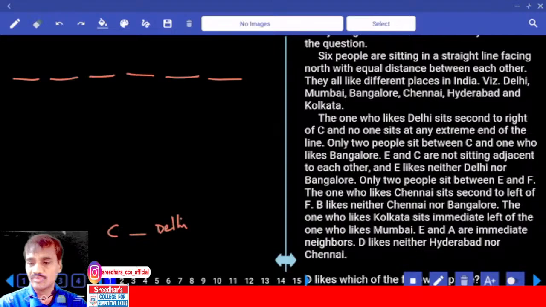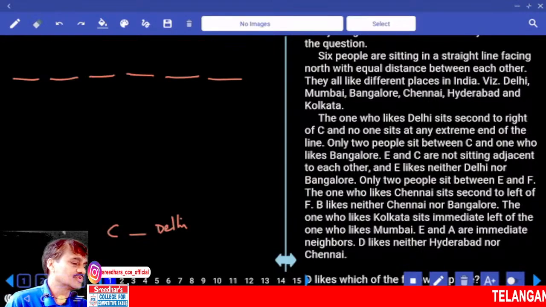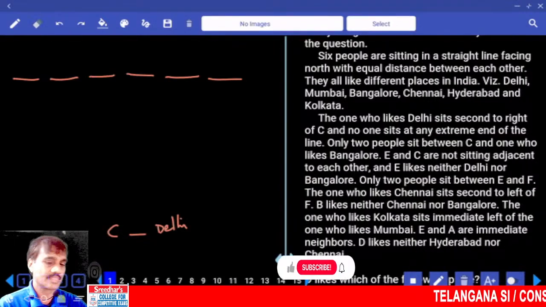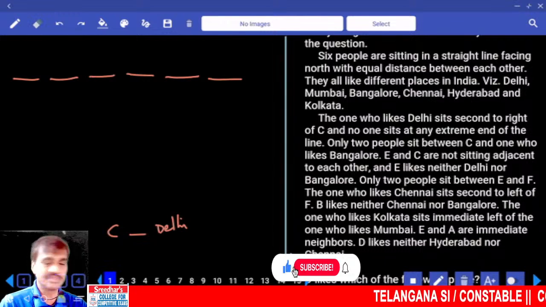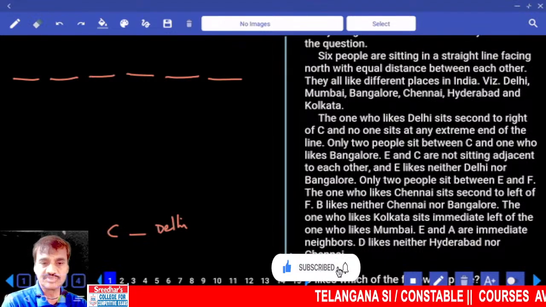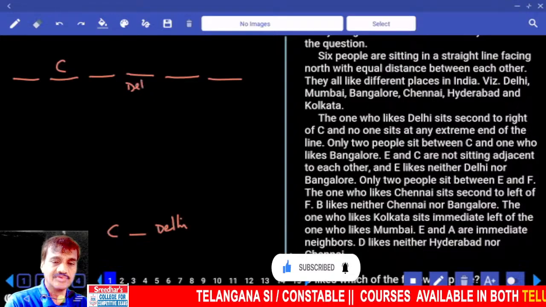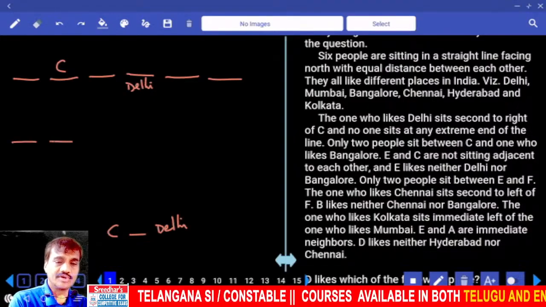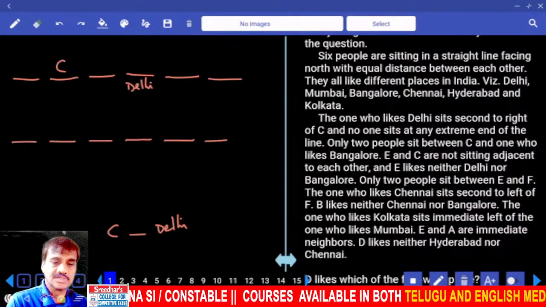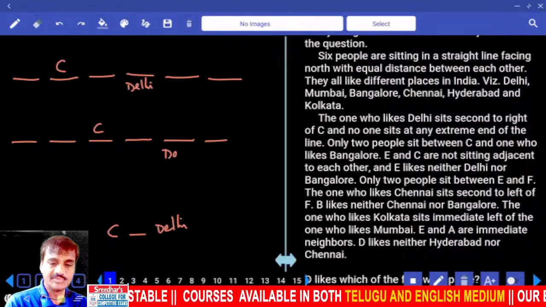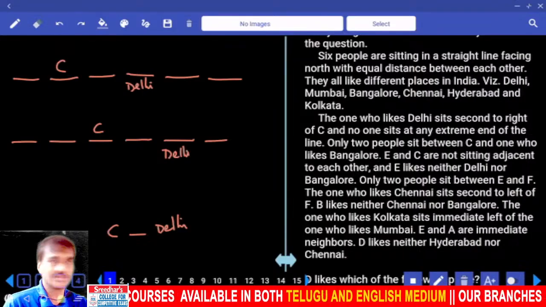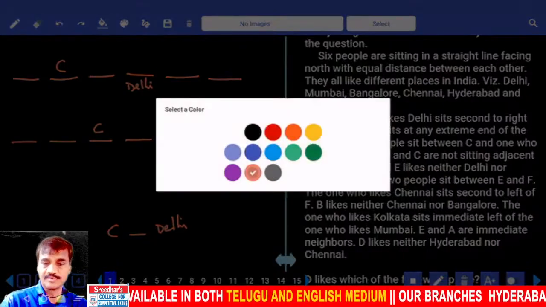Delhi. And none of these 2 persons sits at the extreme ends of the line. C and Delhi cannot be at the extreme end of the line. How many possibilities? C is here, then Delhi will be here. Or, 1, 2, 3, 4, 5, 6, C is here, Delhi will be here. That's it, there are only two possibilities for C and Delhi. Next one.